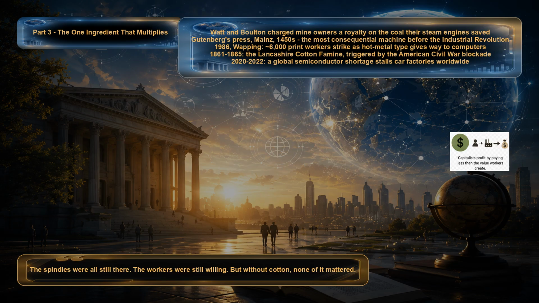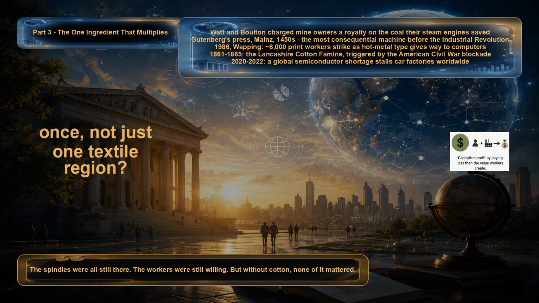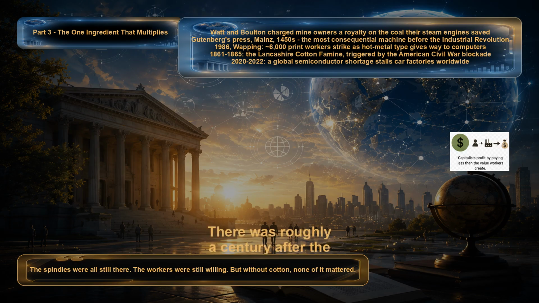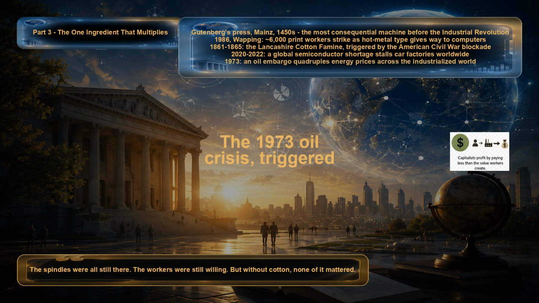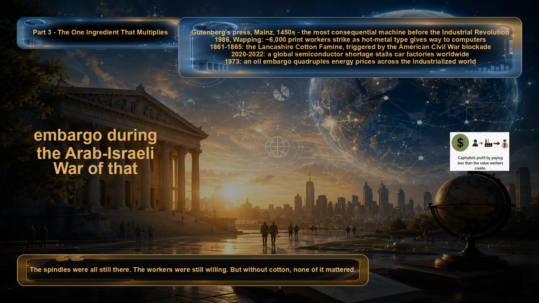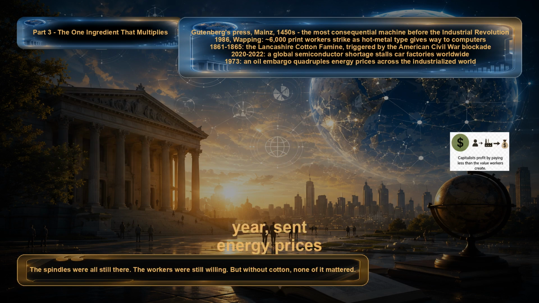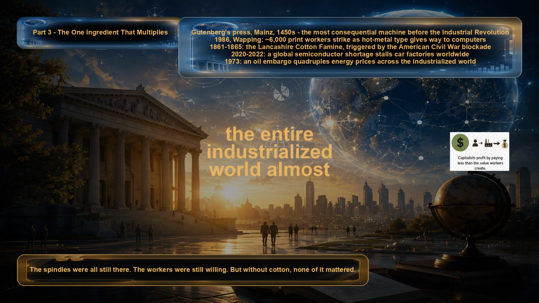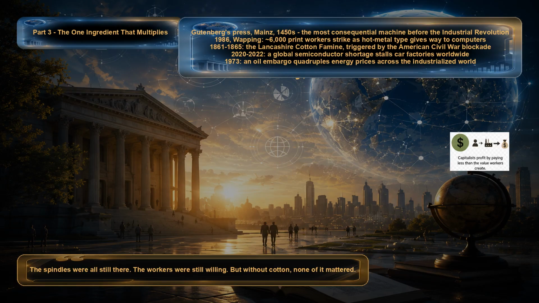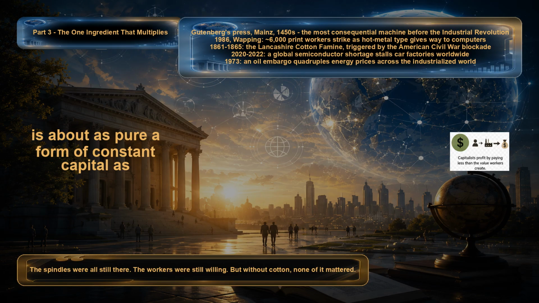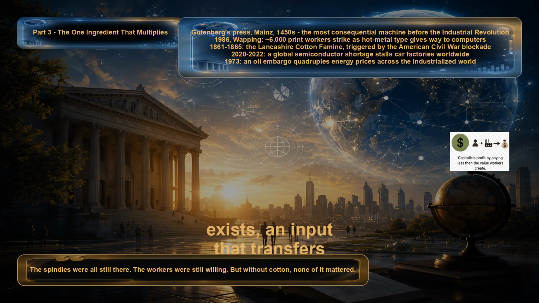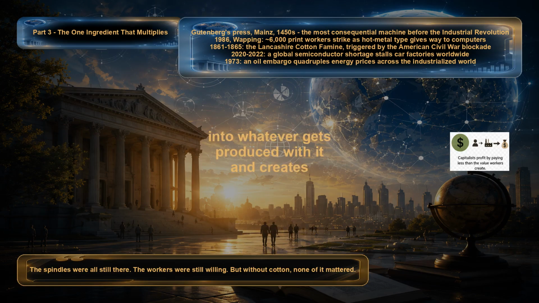Was there a version of this crisis that hit far more industries at once, not just one textile region? There was, roughly a century after the cotton famine. The 1973 oil crisis, triggered when major oil-producing nations imposed an embargo during the Arab-Israeli War of that year, sent energy prices spiking across the entire industrialized world almost overnight. Energy itself, coal, oil, electricity, is about as pure a form of constant capital as exists, an input that transfers its cost into whatever gets produced with it and creates nothing new on its own.